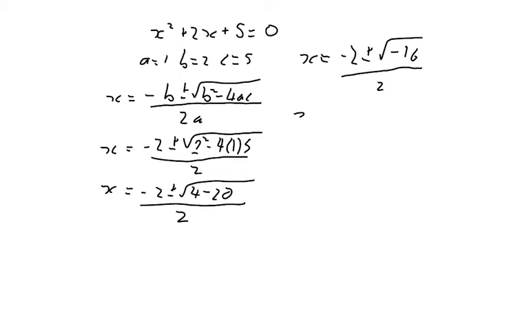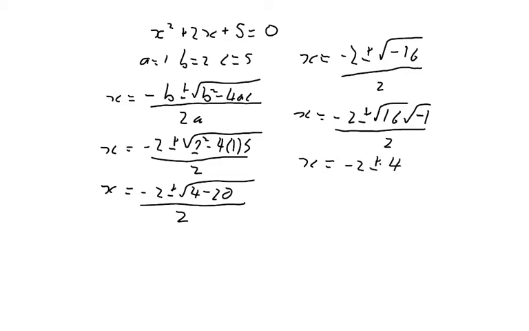So we have x equals negative 2 plus or minus the square root of 16, times the square root of negative 1, over 2. And we take out the negative 1. Okay, so we're taking out negative 1, because we can square root 16. So x equals negative 2 plus or minus 4.